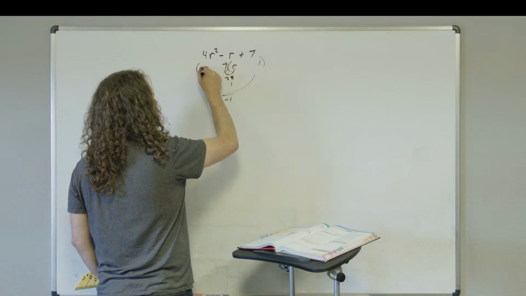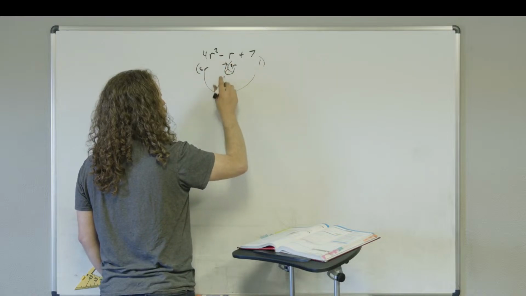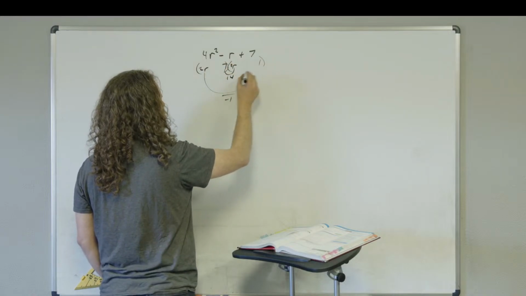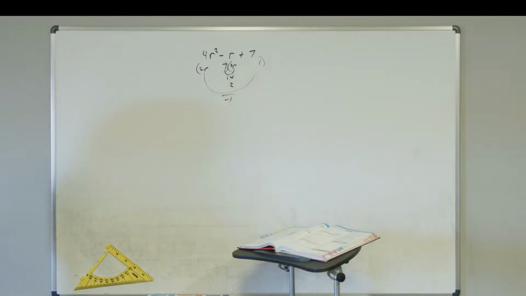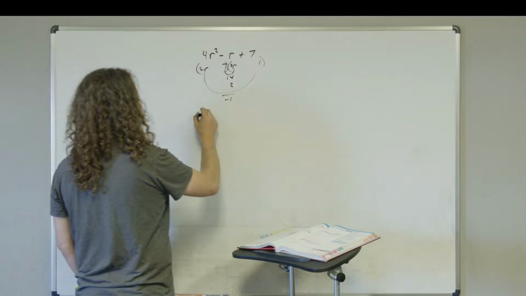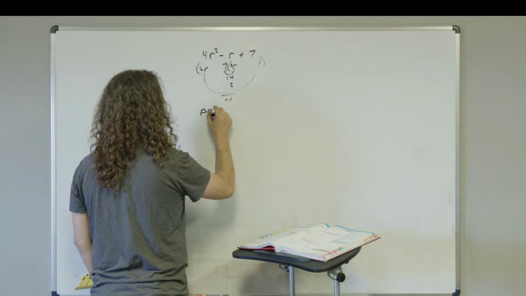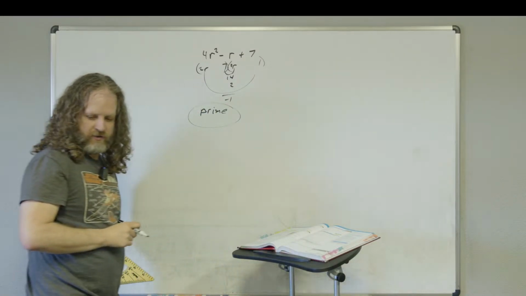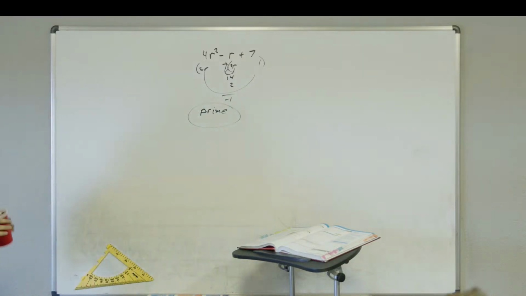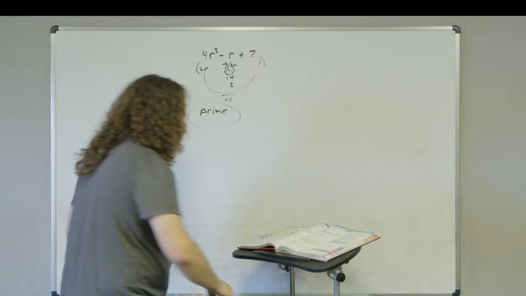2 and 2. So 2 and 2. 2 times 7 is 14. 2 times 1 is 2. Can it work? No. We've tried all the possibilities, every single one of them. So this one is prime. It's not factorable with integers. It's a prime expression. It's a prime dream. That's what I'm saying. Wow.